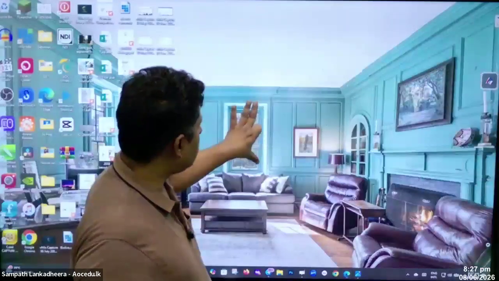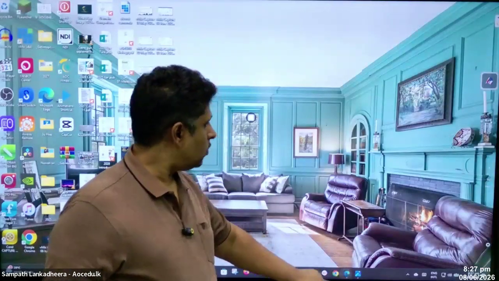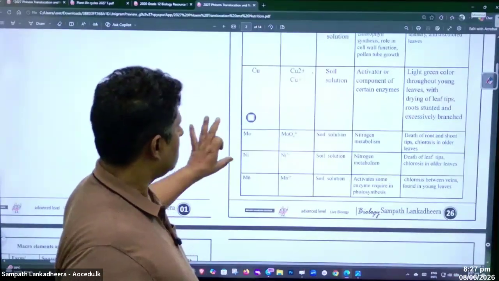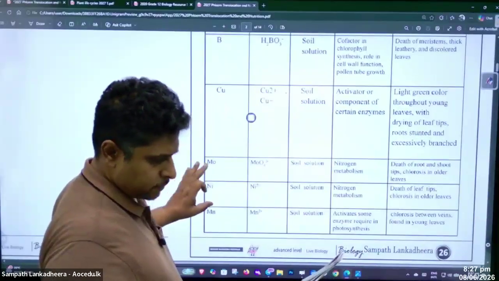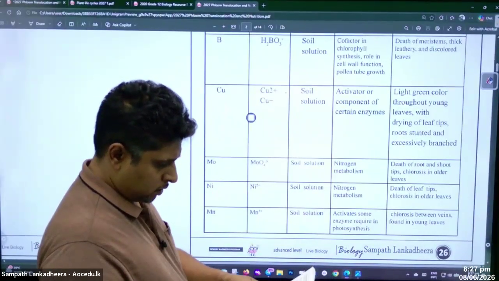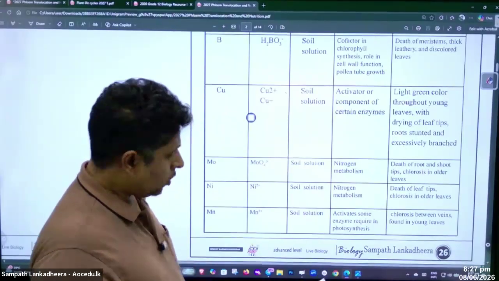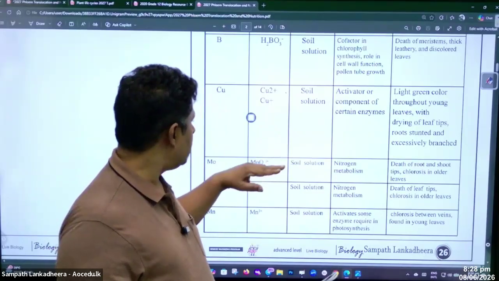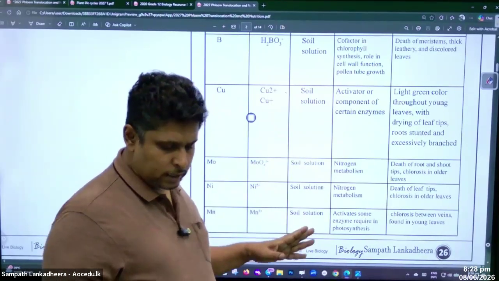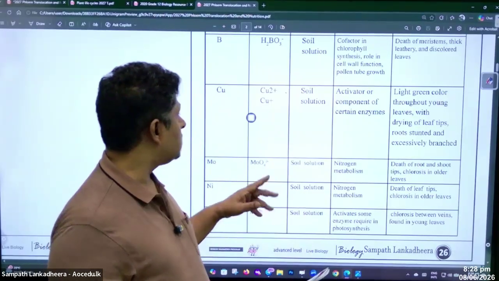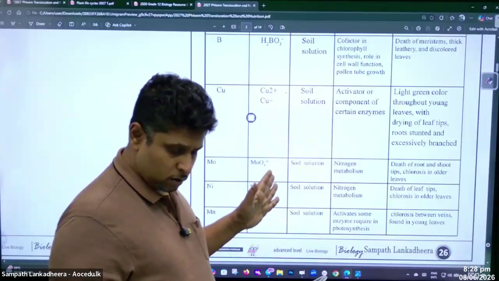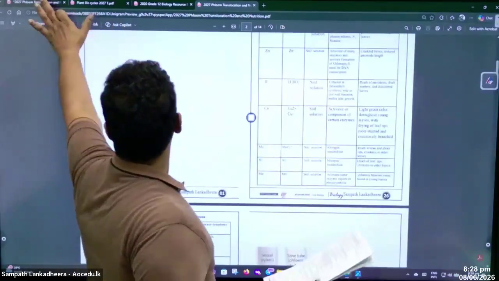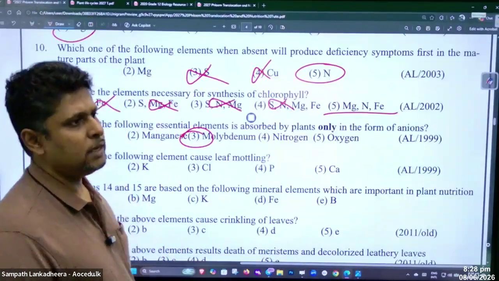Molybdenum, MoO4 2-. What are the other ions they have given? Copper, Cu plus, not an anion, wrong. Manganese, Mn +2, not an anion. Molybdenum is correct. Nitrogen, anion and cation, both forms, wrong. And oxygen, you can't take. So the answer is molybdenum. Molybdenum has to be the answer.